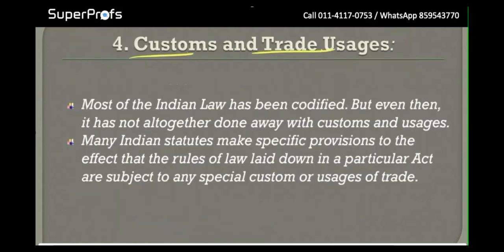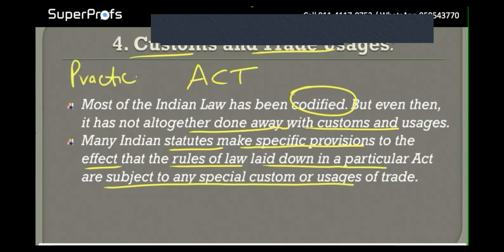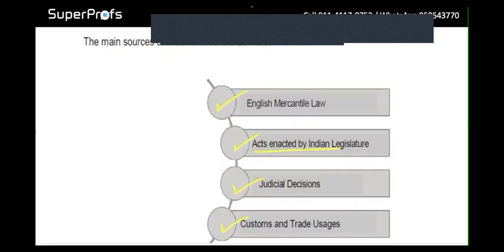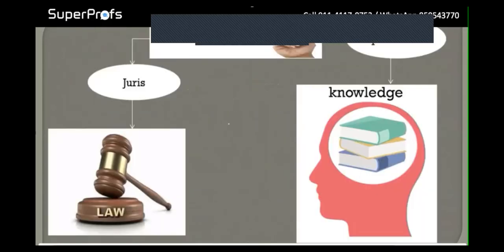Next, we come to customs and trade usages. Most of the Indian law has been codified. That means it is in the form of an act. But even then, it has not altogether done away with customs and usages. Many Indian statutes make specific provisions to the effect that the rules of law laid down in a particular act are subject to any special custom or usage of trade. So whatever has already been in practice also becomes a source of mercantile law. So what are the sources? English law, the Indian acts, judicial decisions, that is case law, and the customs and trade usages which we have already been using.